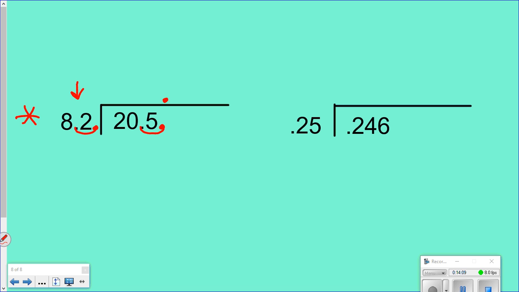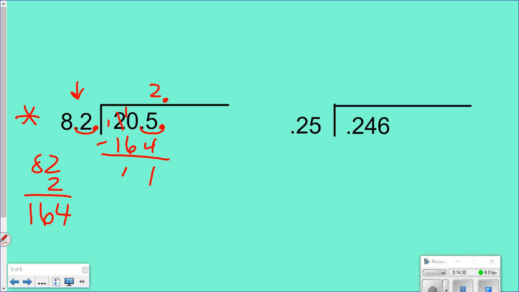How many times does 82 go into 205? Anybody got a guess? I think it goes in twice too. Let's try. Goes in twice. 164? Yeah. 82 times 2 is 164. And a minus 164. I get 41. What can I do now?